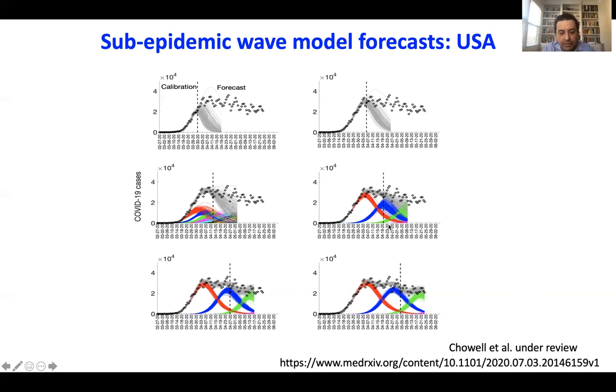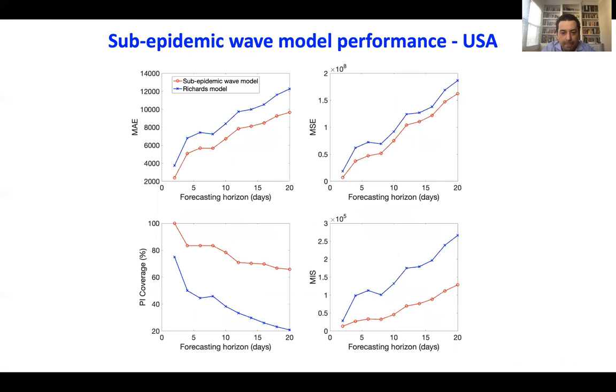And so you can see here, for instance, how the framework predicts several subepidemics, right? And by doing that, we are able to predict the pattern in the next 20 to 30 days. Here's a comparison of the performance of the subepidemic modeling framework with a model with a single epidemic curve like the Richards model, where we can see that there is a substantial improvement across different performance metrics.